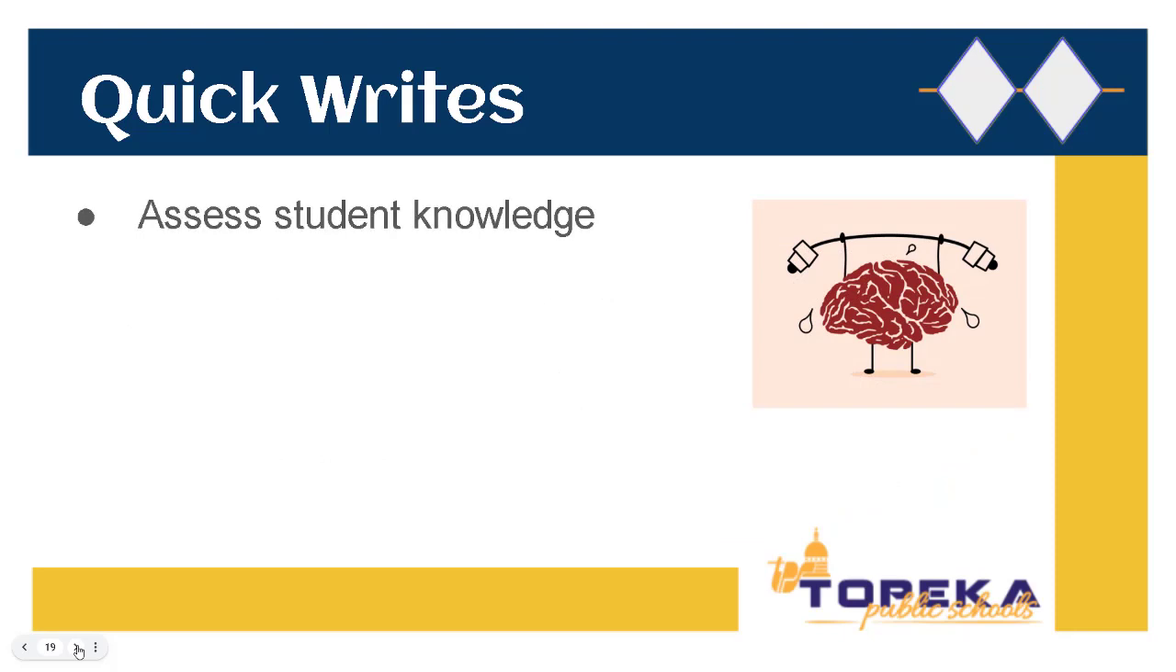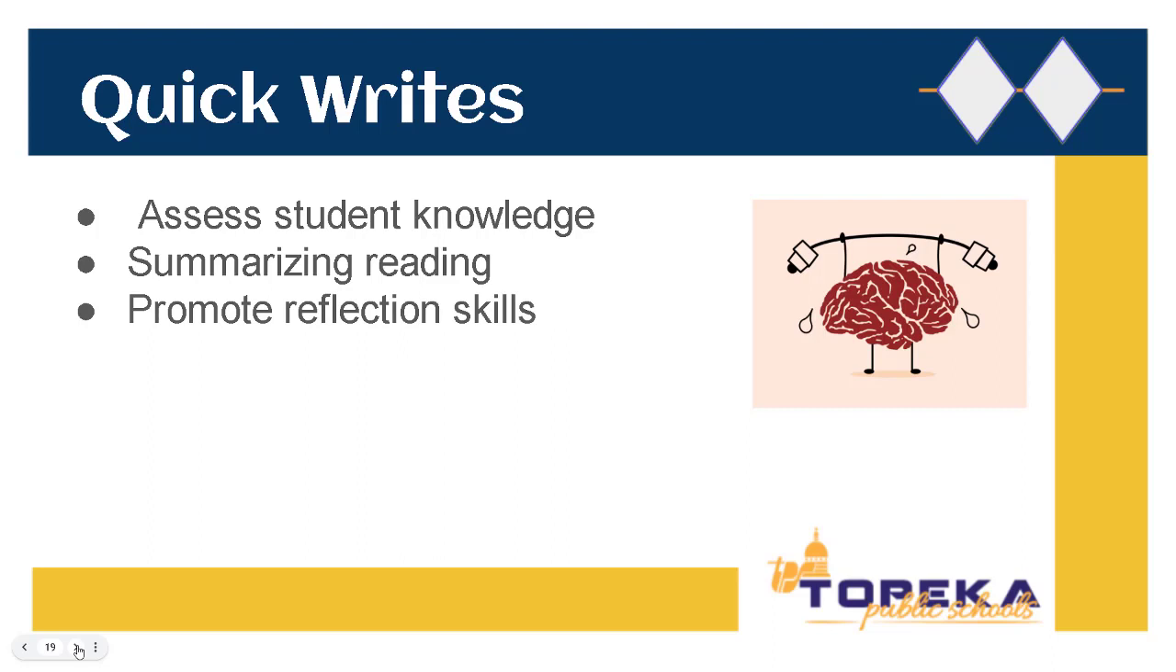And so again, a quick write is used to assess student knowledge. It can also be used to summarize reading. It also promotes reflection skills. We can ask higher level questions in a quick write where students have to reflect on their learning or ways to apply learning in new ways. They encourage critical thinking, and we know that this is so important because we want students to think, read, write, and function on a level 3 DOK. So quick writes are one way to do that.